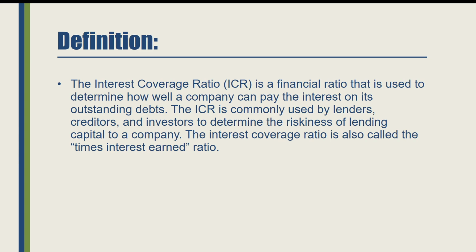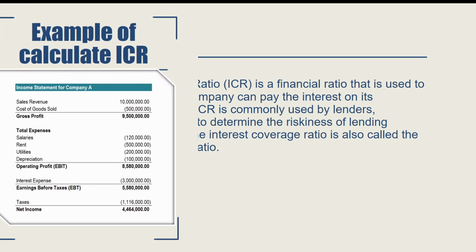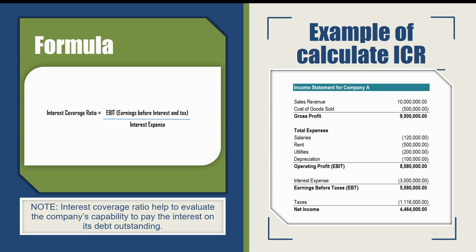Now let's look into the formula to calculate the interest coverage ratio. As you can see here, the interest coverage ratio is equal to EBIT, earnings before interest and tax, divided by the interest expenses. This is the formula to calculate how much the company earns in proportion to its interest expenses.